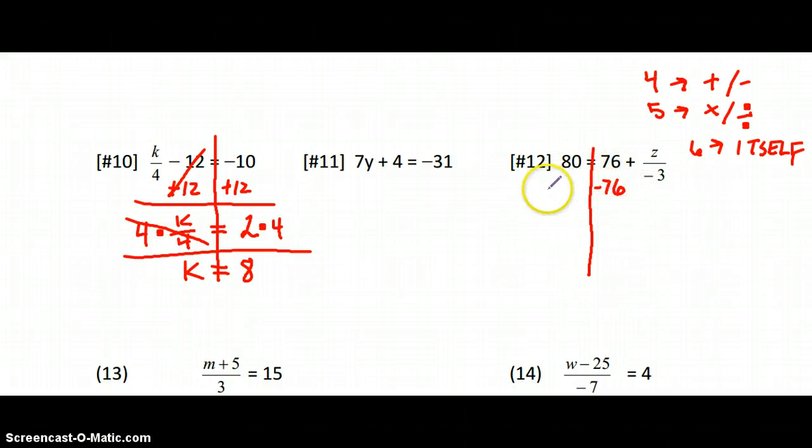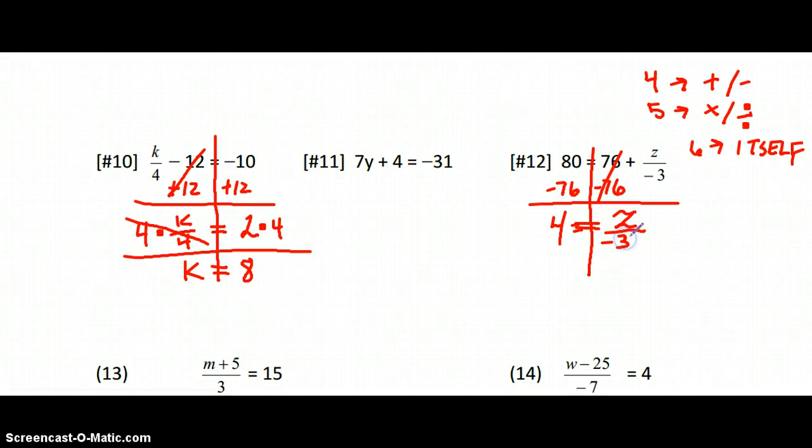What I do to this side, I have to do to this side. Draw my line. 76's are gone, yay. So we have z over negative 3 equals 80 minus 76, which is 4. That is a terrible looking z. Let's try that again. There we go.